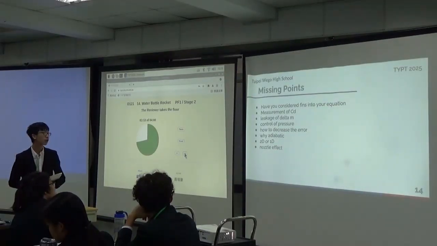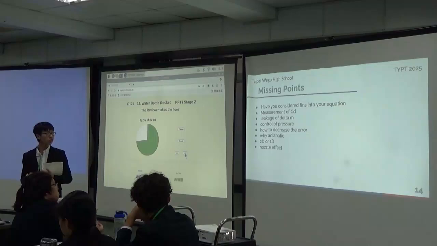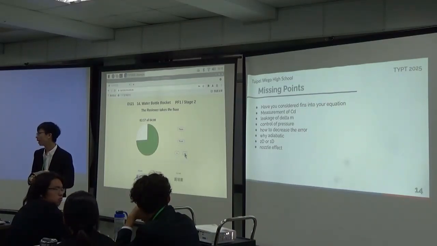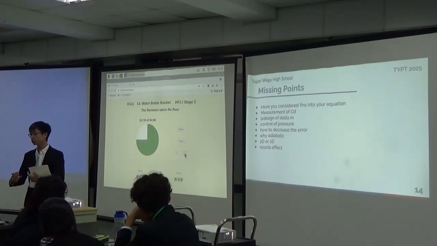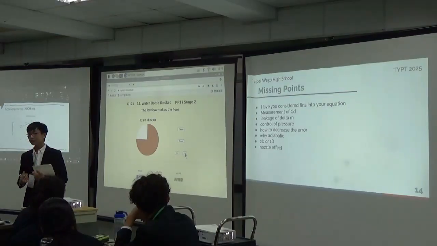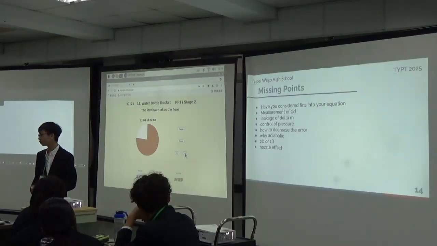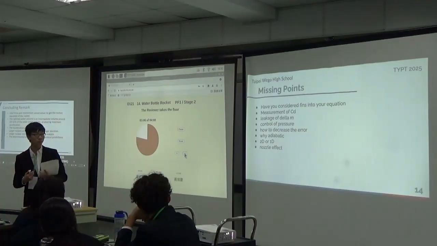As for the missing points, you should consider fins in your equations and how they affect the overall formula and the drag coefficients. And as I stated before, the CD is a very important measurement throughout your experiment, and you should measure it precisely and not give me an unclear example.